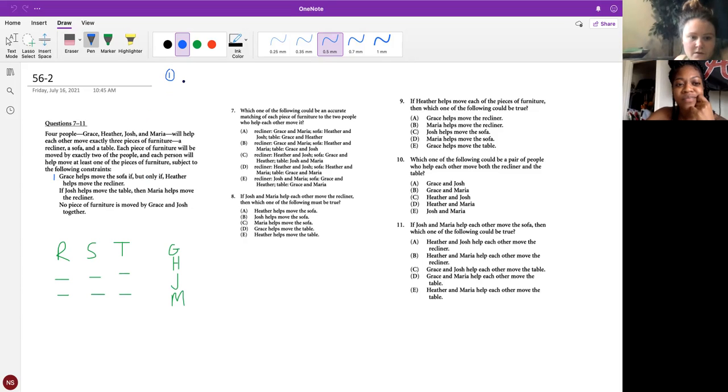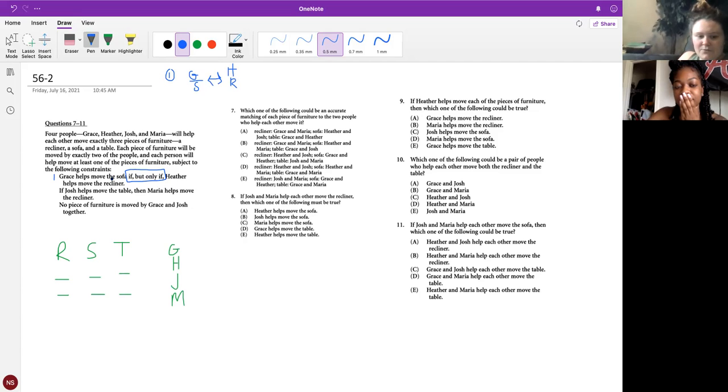Wait, what does "if but only if" introduce? What kind of condition? It's like a must-be condition. Yes, but it's a double arrow, right? So if G moves the sofa, that means that Heather helps move the recliner. But it's double arrowed, so both of them are sufficient and necessary. If one happens, the other happens either way. Okay.